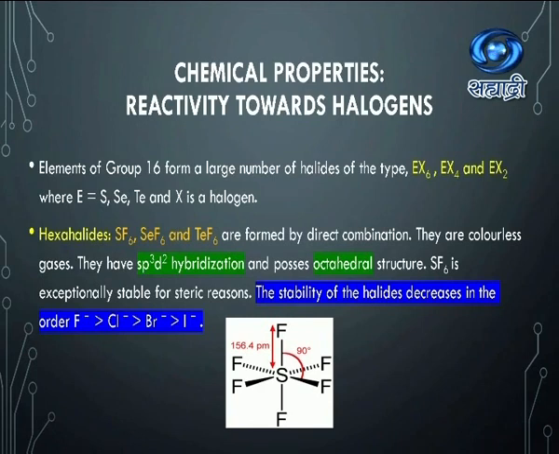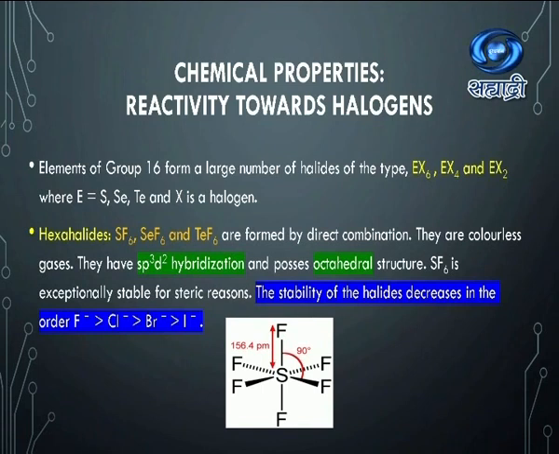Elements of group 16 form a large number of halides of the type EX6, EX4 and EX2, where E is sulfur, selenium, tellurium and X is halogen. So let us first consider hexahalides. SF6, sulfur hexafluoride, SeF6, TeF6. They are formed by direct combination. They are colorless gases. They have sp3d2 hybridization and possess octahedral structure.